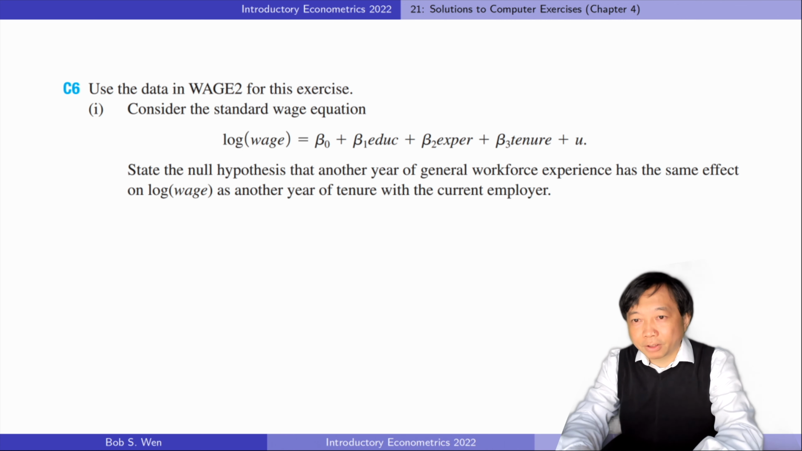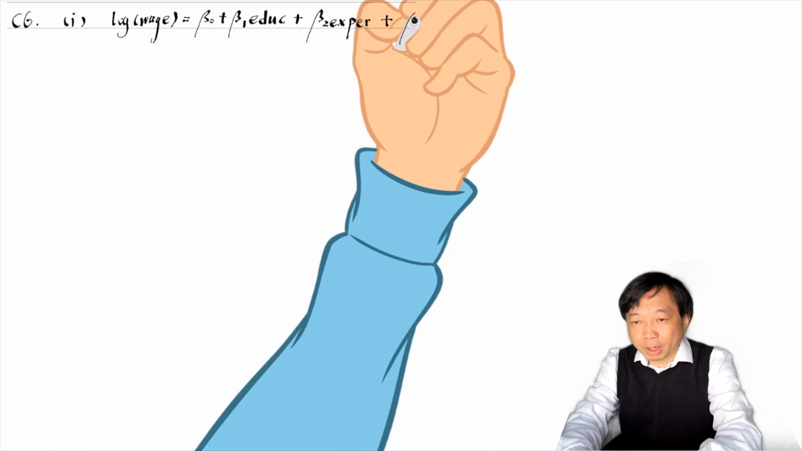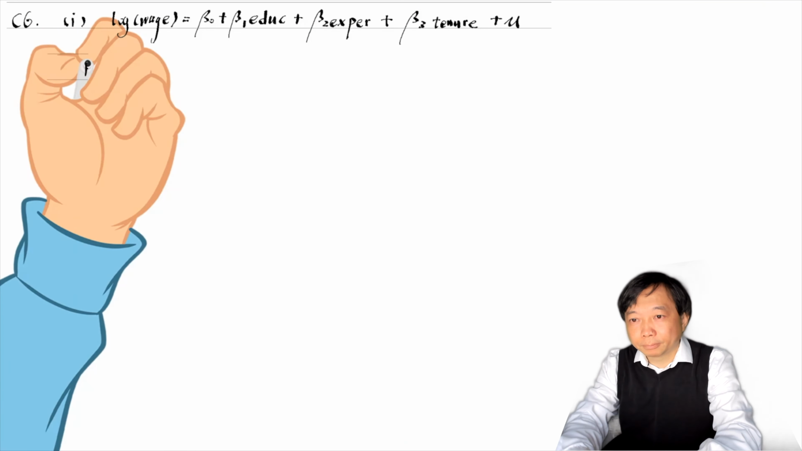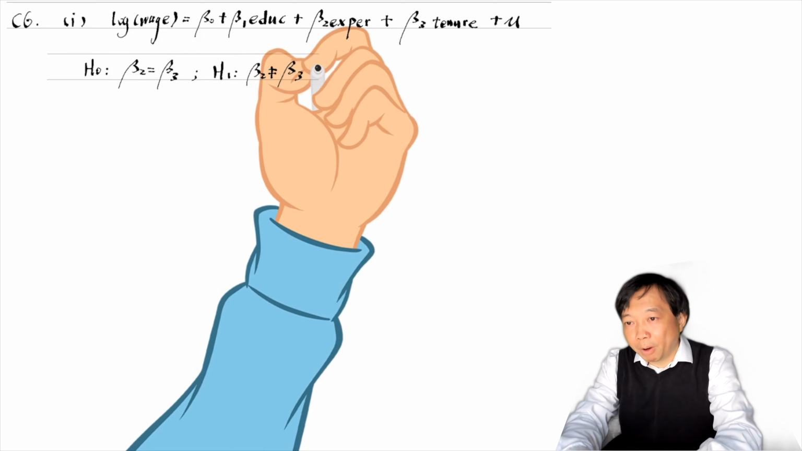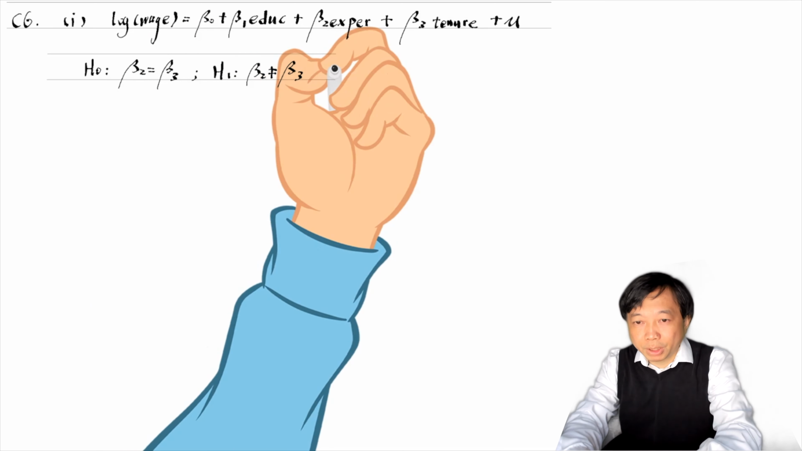Let's do computer exercise number 6. It is about testing whether another year of general work experience has the same effect on wages as another year of tenure with the current employer. The null hypothesis is beta 2 equals beta 3. The two-sided alternative is that beta 2 does not equal beta 3.